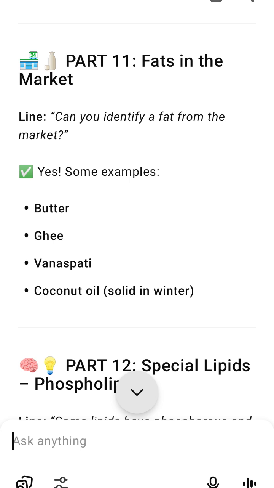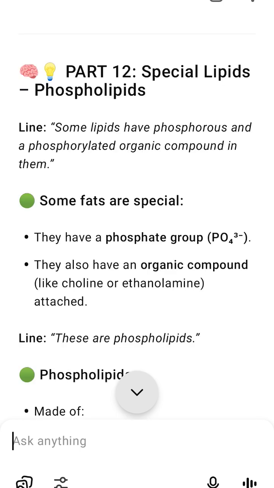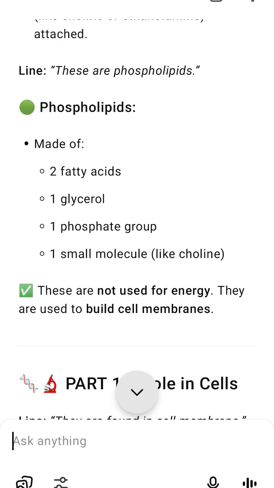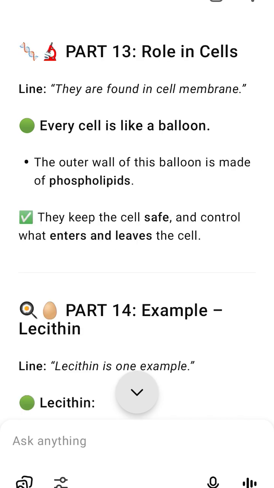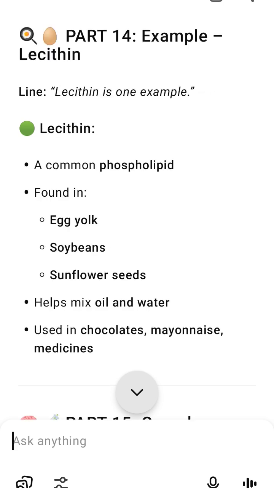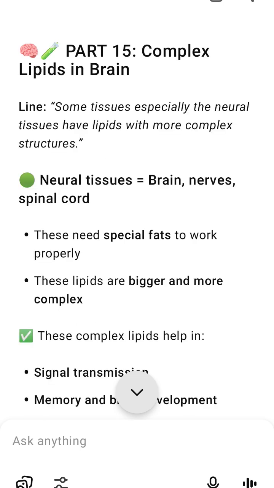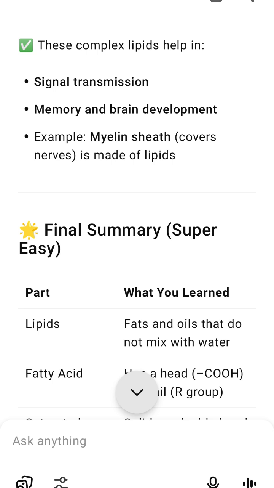6. How are fats made? Fats are made when glycerol joins with fatty acids. This process is called esterification. Water is removed. A chemical bond called ester bond is formed. Based on how many fatty acids are attached to glycerol: monoglyceride, 1 fatty acid, found in rare processed foods. Diglyceride, 2, food emulsifiers. Triglyceride, 3, main fat in our body and food. Triglyceride equals most common fat.